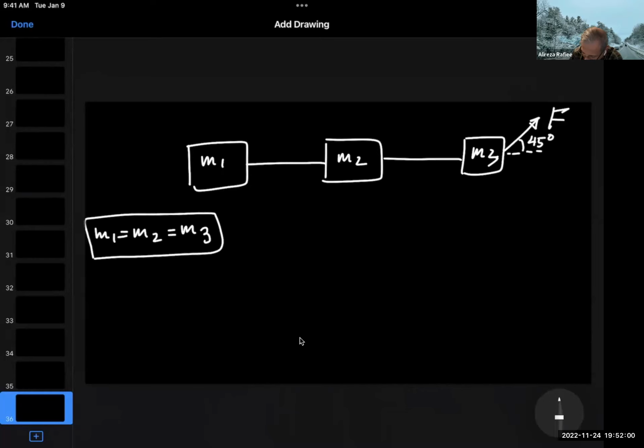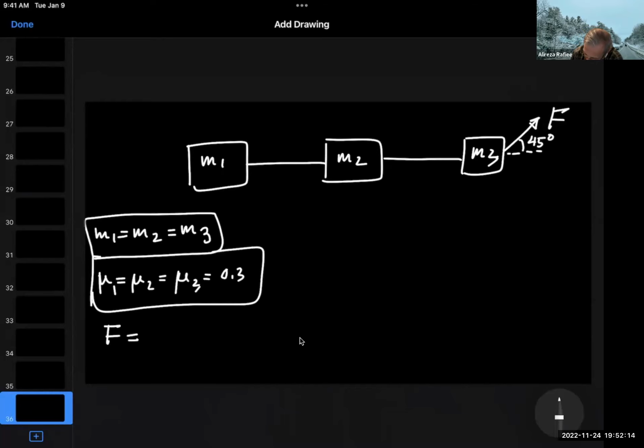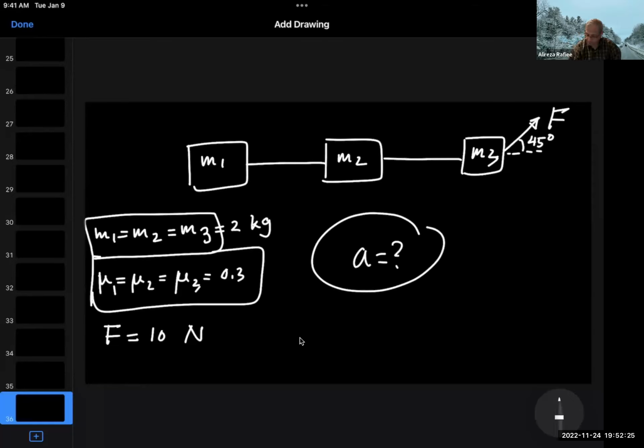Okay, that's one condition. Let's say each one of them has friction, and the frictions are the same, and it's equal to 0.3. And you want to know, if the F is 10 Newton, and each one of them is 2 kilograms, how much is the acceleration. Okay, let's just calculate it. So the force is 10 Newton, and you have three objects, each one 2 kilograms, with a force 10 Newton at 45-degree angle.